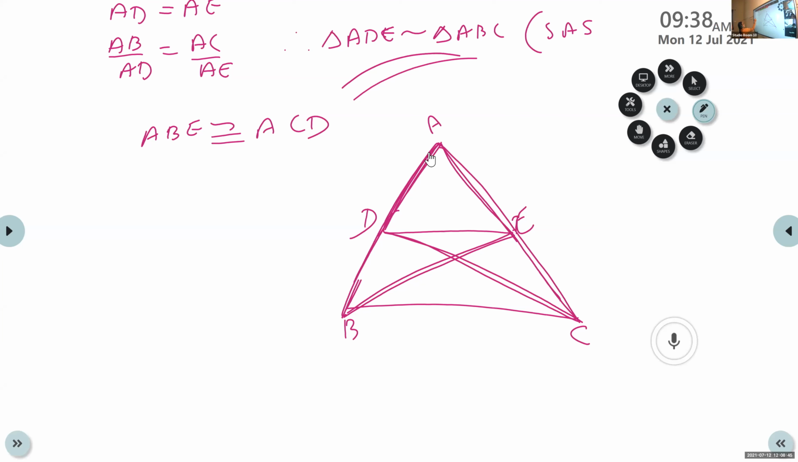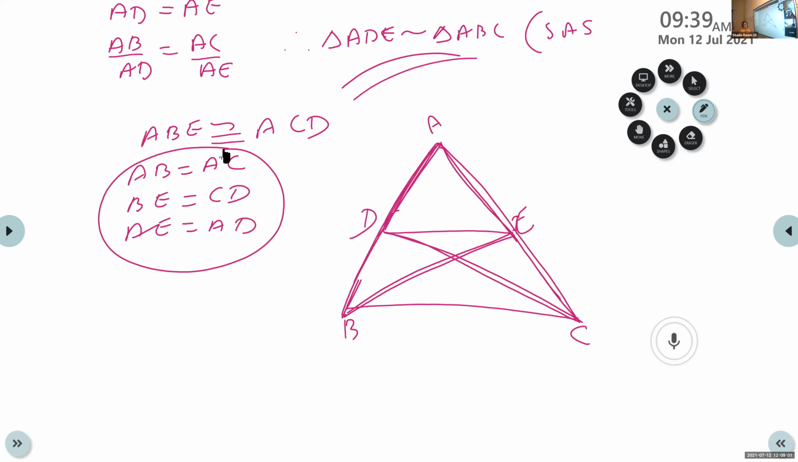congruent. If they are congruent, corresponding sides are equal. AB equal to AC and BE equal to CD and AE equal to AD. We will get these three since they are congruent. Corresponding sides are equal. So we need to prove triangle ADE. What was the question? To prove is triangle ADE is similar to triangle ABC.